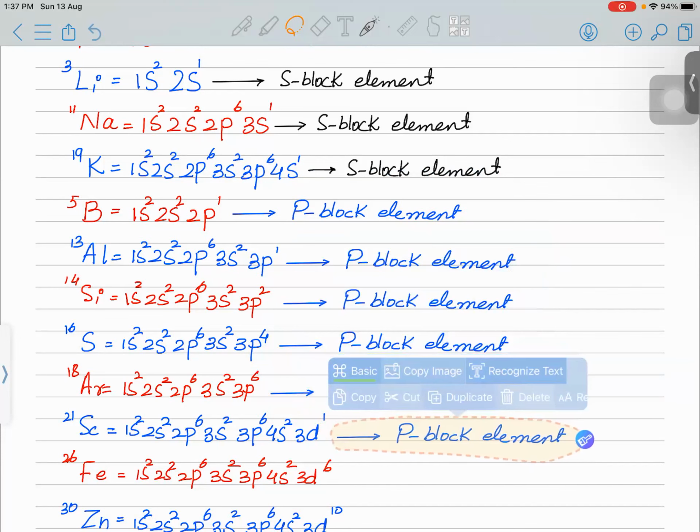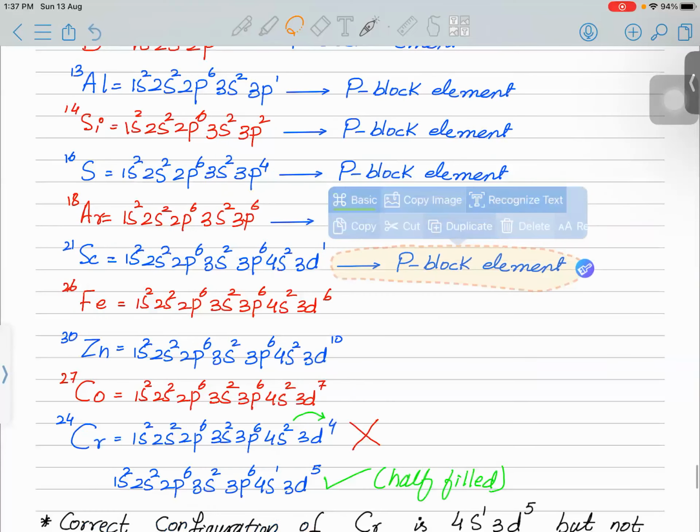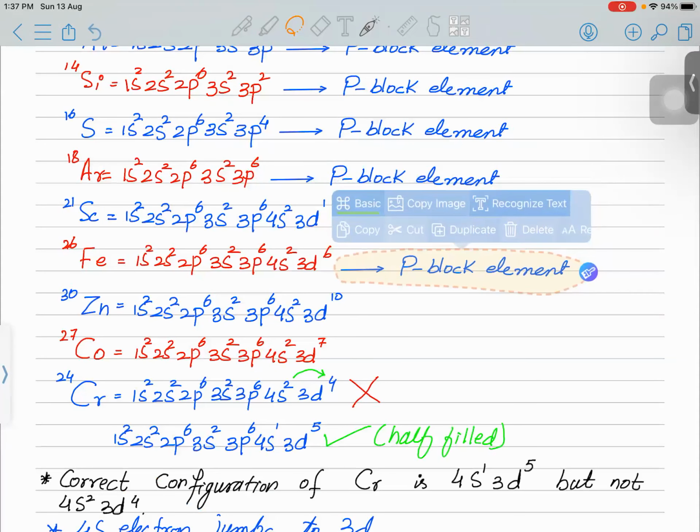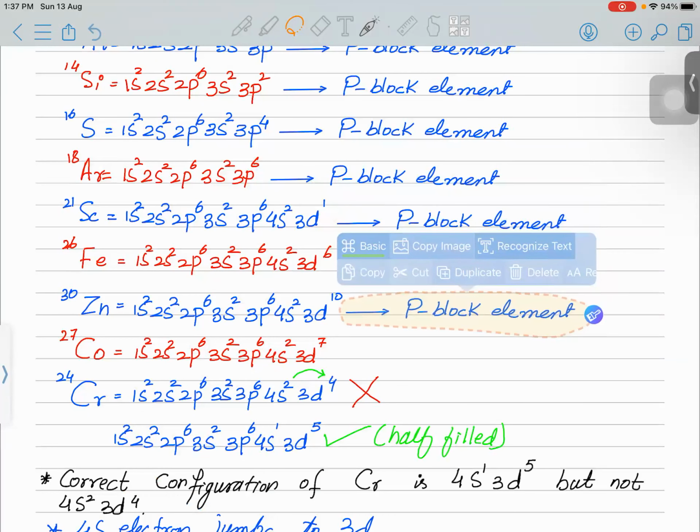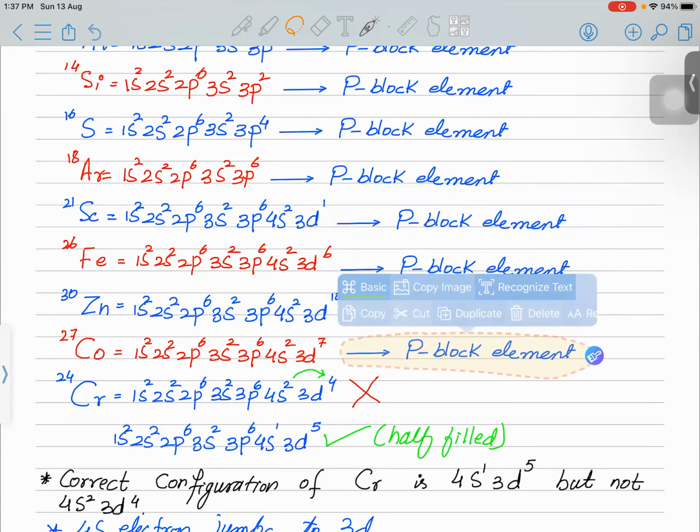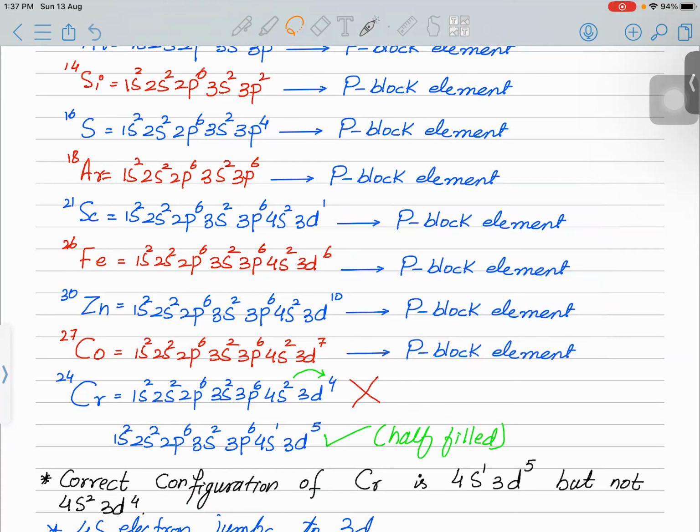So P block element. Now what about the scandium? Scandium, yes, it's D block element. Correct. Scandium is D. Iron is D. Zinc is D. Cobalt is D. So all are D block elements.